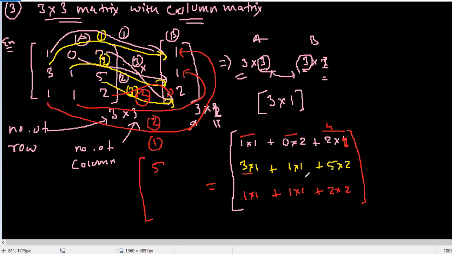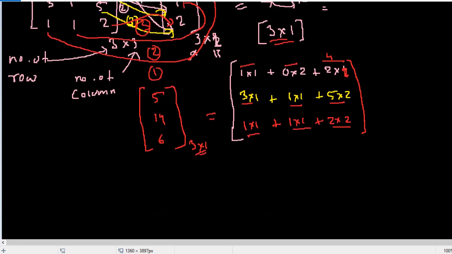Now it's 3, 1, and 10, so it becomes 14. And this one, 1, 1, and 4, so it becomes 6. So from this you can see that our resultant matrix comes out as 3 cross 1. Clear? This is the way we can multiply a 3 cross 3 matrix with a column matrix.